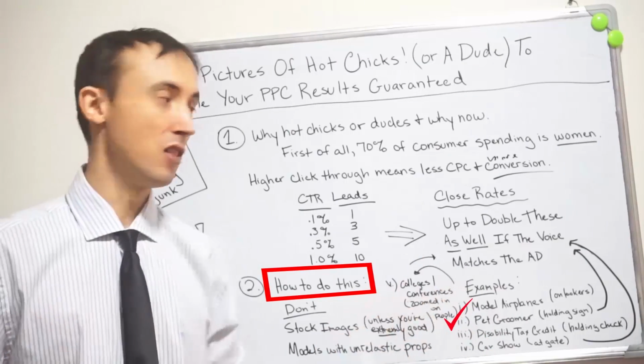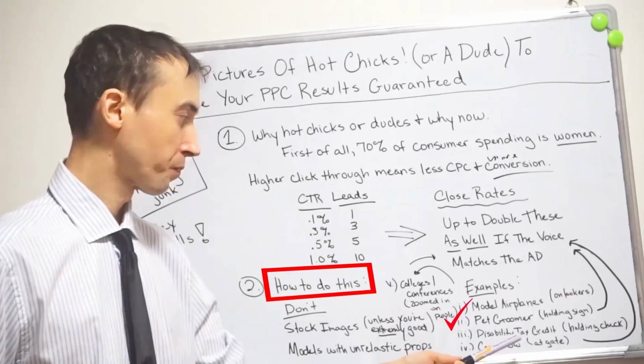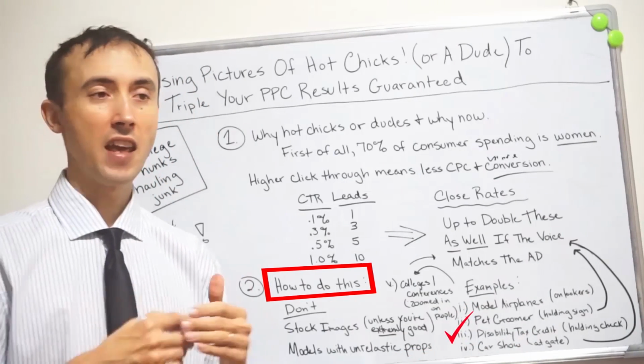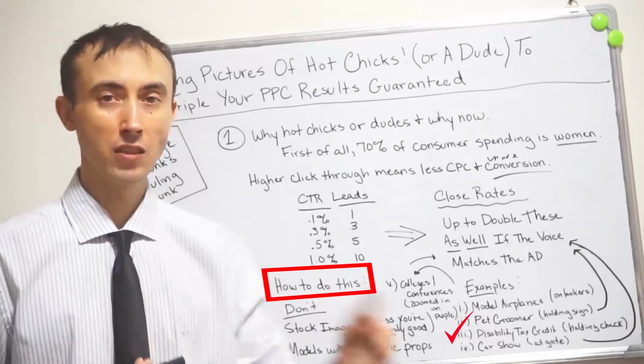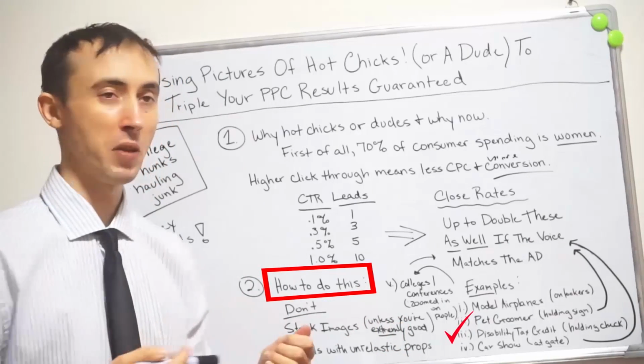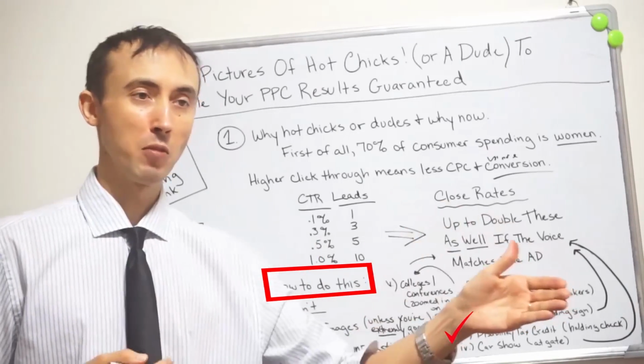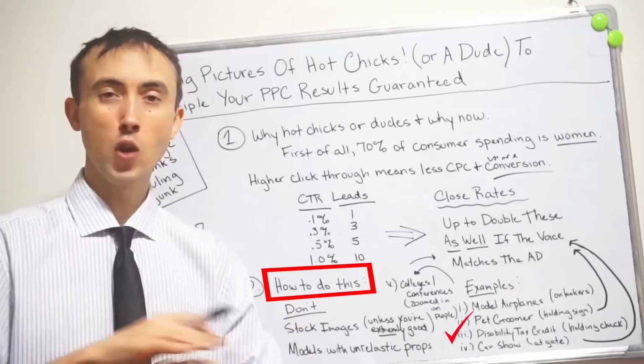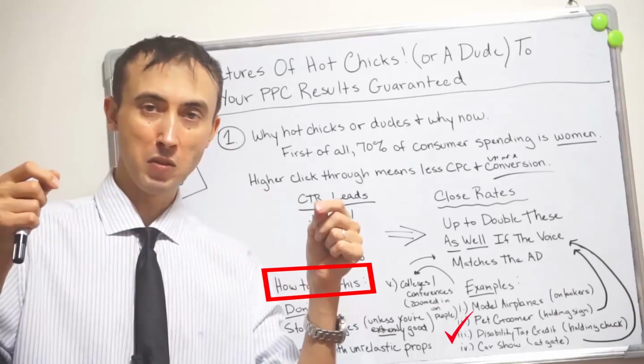The third one is the disability tax credit. So in Canada, if you're disabled, there's a tax credit you can apply for, and there's specific companies out there that help people that are disabled apply for this tax credit. And the winning ad that just crushed everything else was a picture of the disability check. And I thought, how am I going to beat this ad?